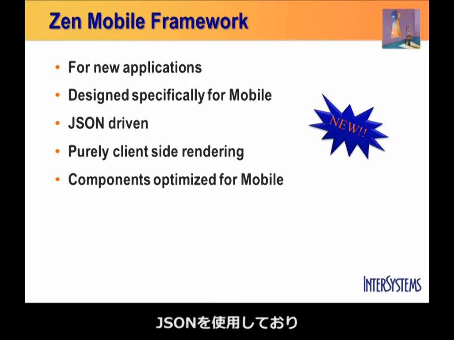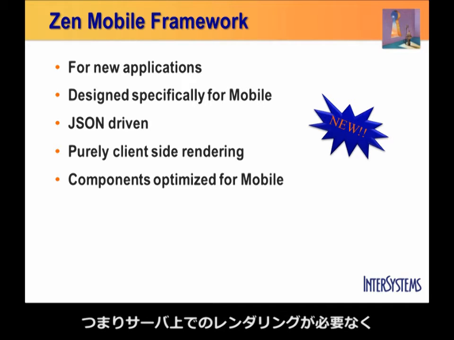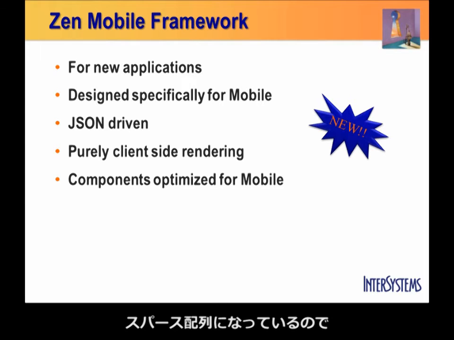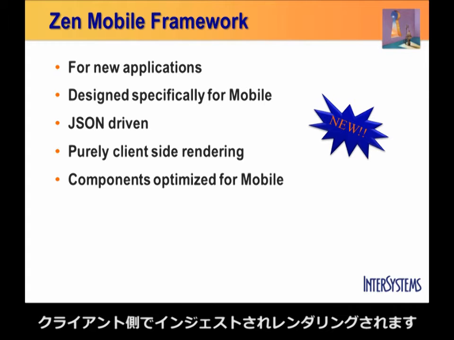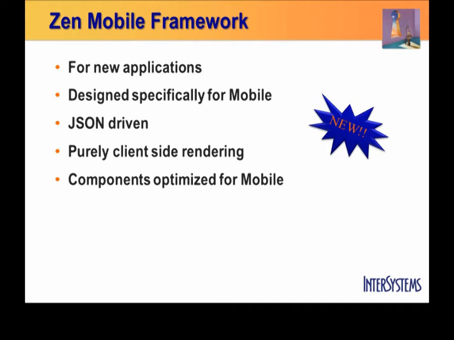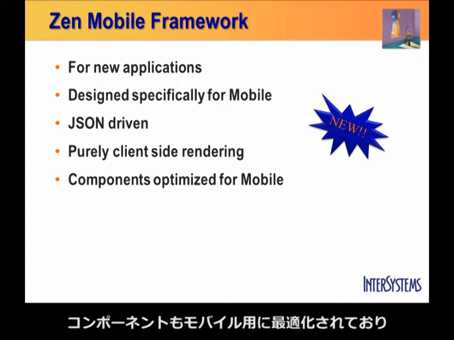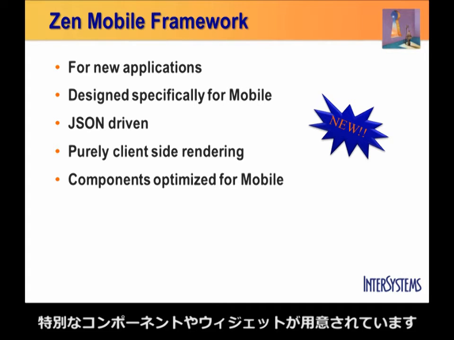Zen Mobile Framework is new. This is for new applications and is designed from the ground up specifically for mobile. It's fully driven by JSON. It's fully rendered on the client, which is great, which means that you don't have to render the image or the document on the server and send that big document over to the client. You can just send in JSON, and you have the sparse array, and then it gets entirely ingested and rendered on the client itself. And the components are fully optimized for mobile, so there are specific components and widgets that you can use as part of this framework.